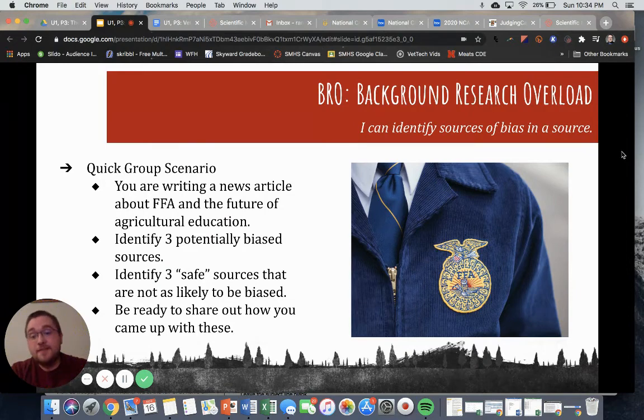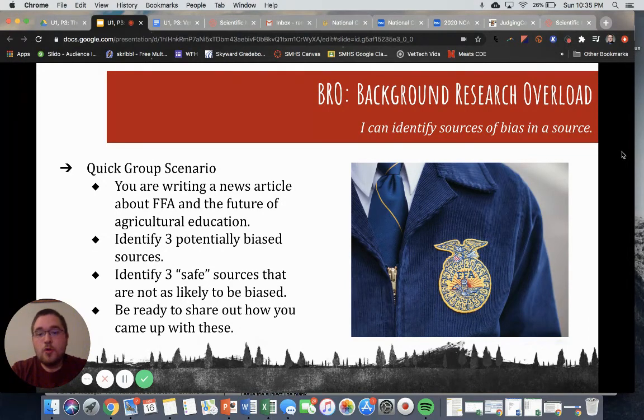On the other end of things, some safe sources, however, could potentially be the National FFA website because that has factual information about the organization. Another safe source could potentially be, let's say, other teachers in the building, right? That have some experience with FFA, or maybe parents of FFA members, right? So people who have experience but aren't quote unquote living the blue jacket or living the FFA experience day in and day out might be able to provide specific sources or opinions about the future of agriculture education and FFA.